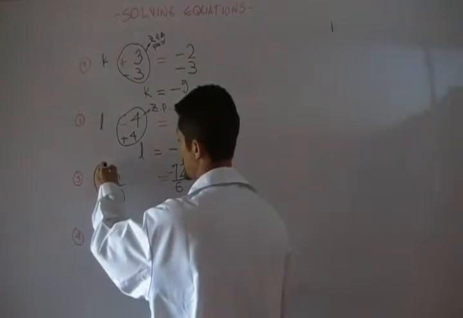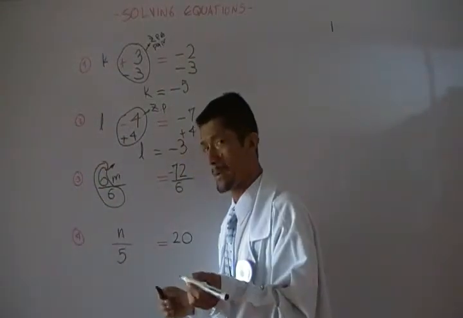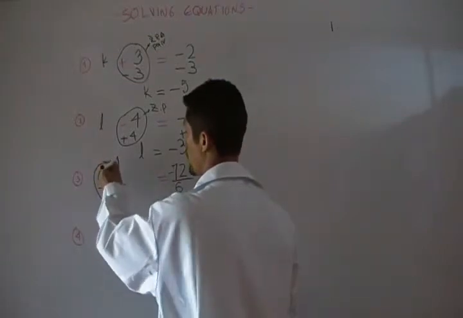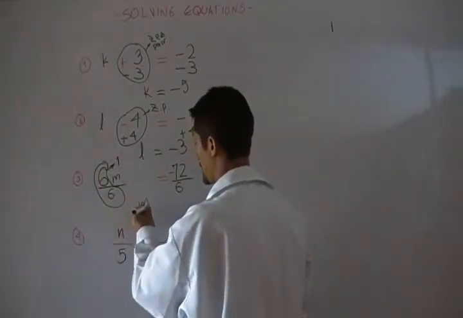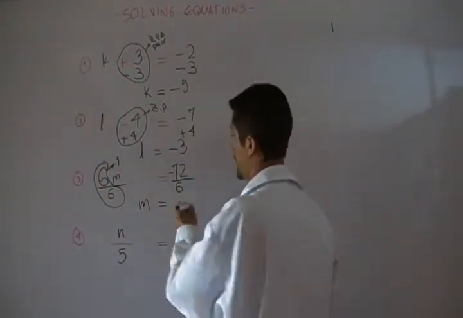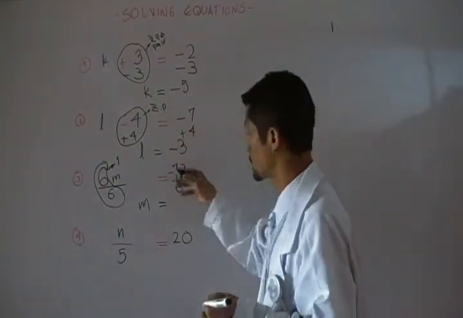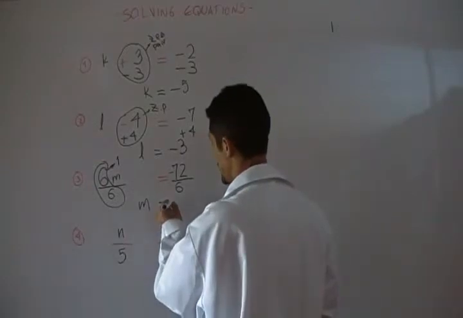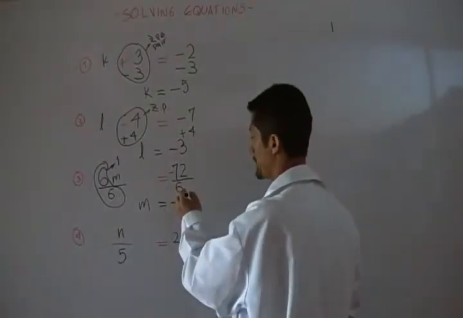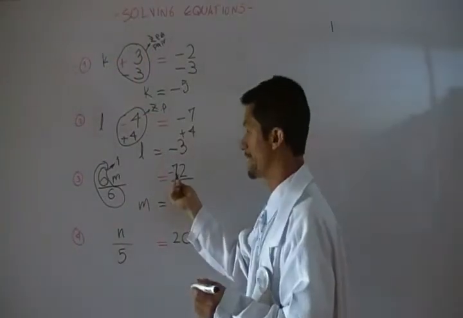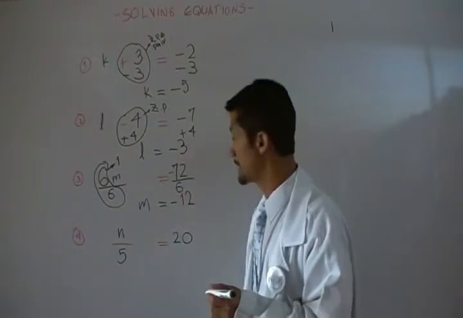But in this case, this is not a 0 pair. Remember, any number divided by itself is 1, and 1 times m gives me the variable m. I know that when I divide two integers with different signs, the result is negative. So -72 divided by 6 is -12, since 72 is negative and 6 is positive.